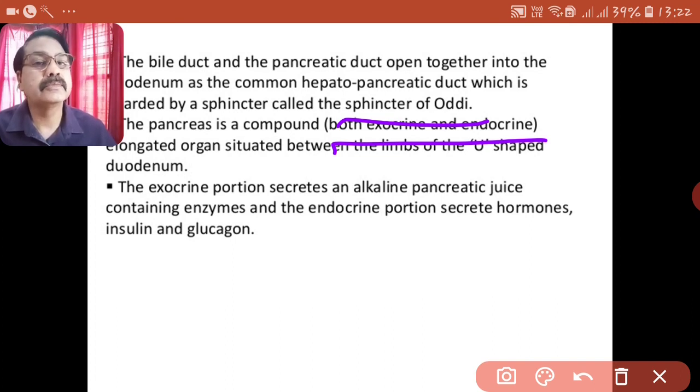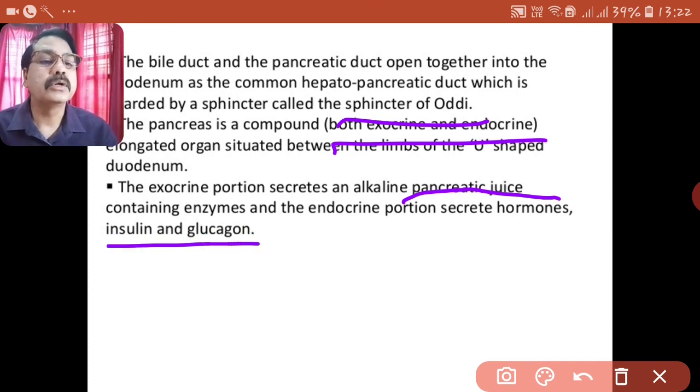It acts as an endocrine gland when it secretes two types of hormones, insulin and glucagon. Okay, the exocrine portion secretes an alkaline pancreatic juice containing enzymes. This is the exocrine function, and the endocrine portion secretes the hormones insulin and glucagon. So this is how digestion takes place.